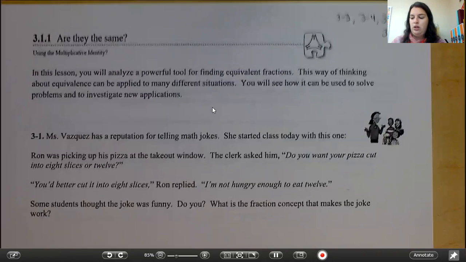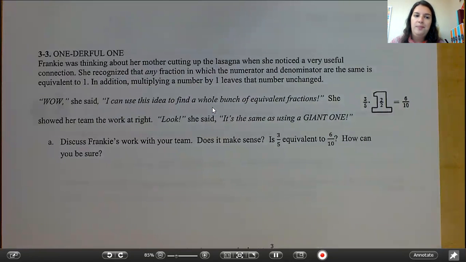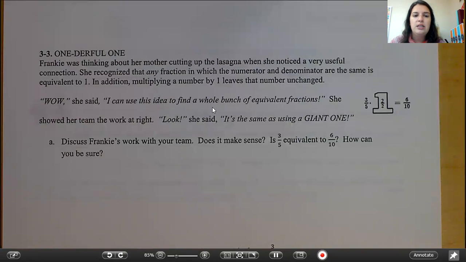So we're going to start by looking at problem 3.3. Problem 3.3 is titled Wonderful 1. Frankie was thinking about her mother cutting the lasagna when she noticed a very useful connection. She recognized that any fraction in which the numerator and denominator are the same is equivalent to 1. In addition, multiplying a number by 1 leaves the number unchanged.